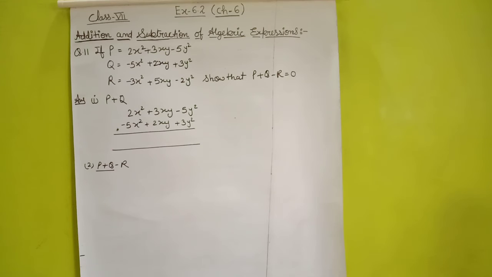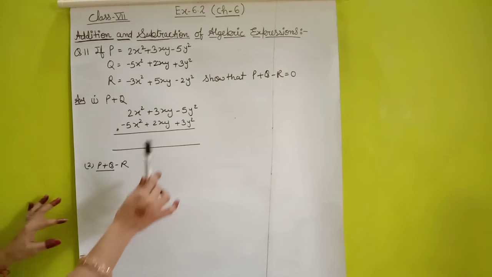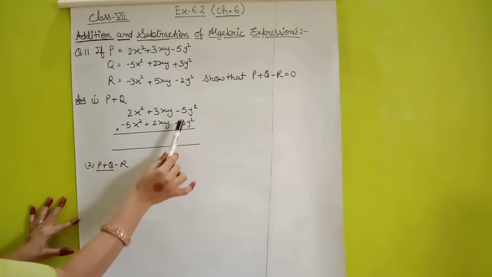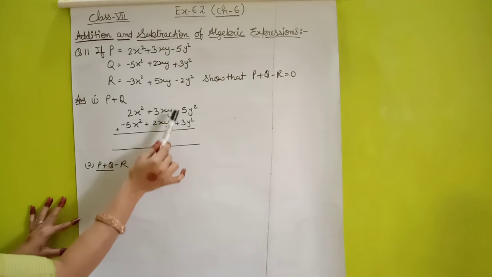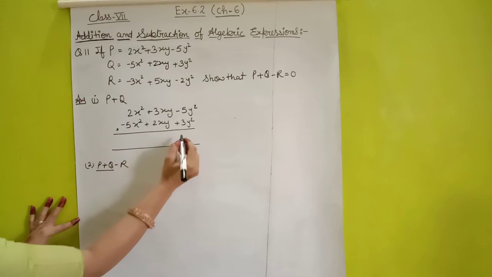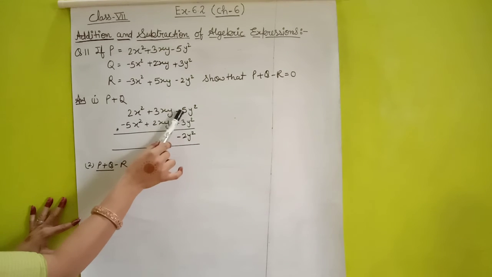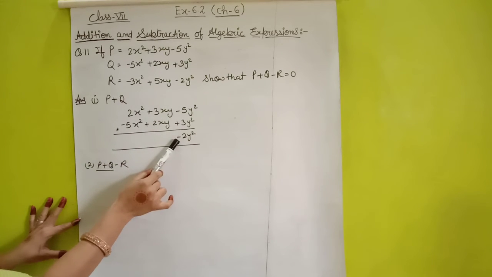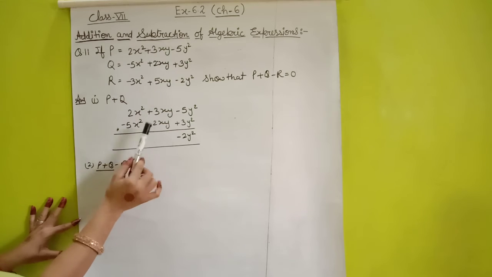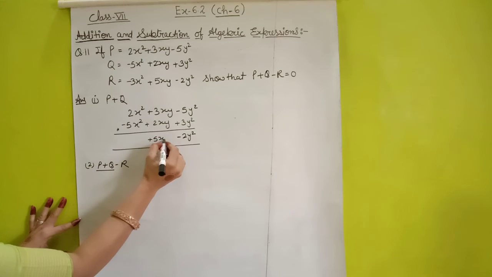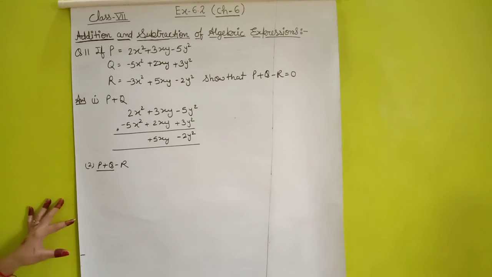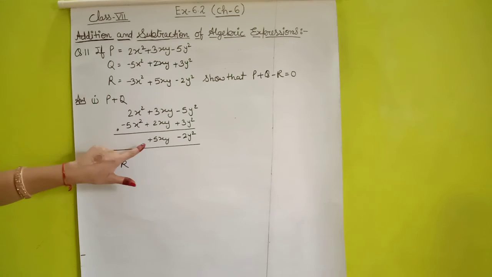Here I have written the column method. Now start addition. 5y square and 3y square. Minus plus will be minus. 5 minus 3, 2y square with a minus sign, because 5 has the minus sign and 5 is the greater number. Here both signs are the same, so it will be plus 5xy, because 3xy plus 2xy, 3 plus 2, is 5.